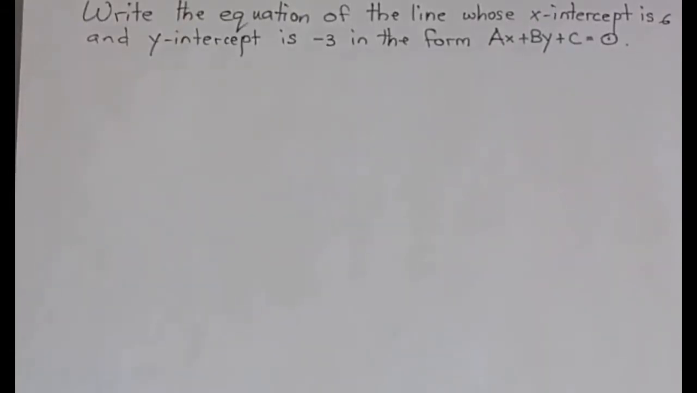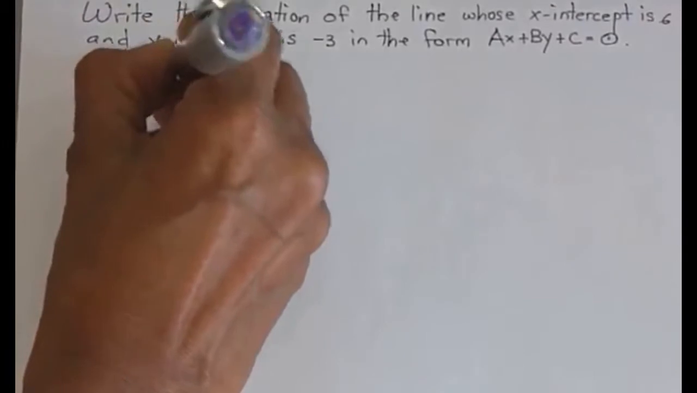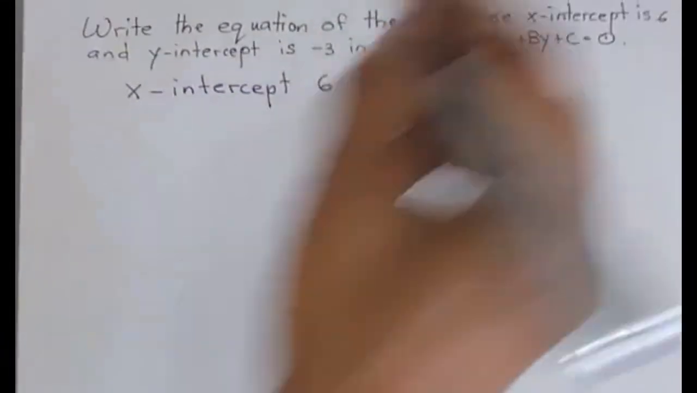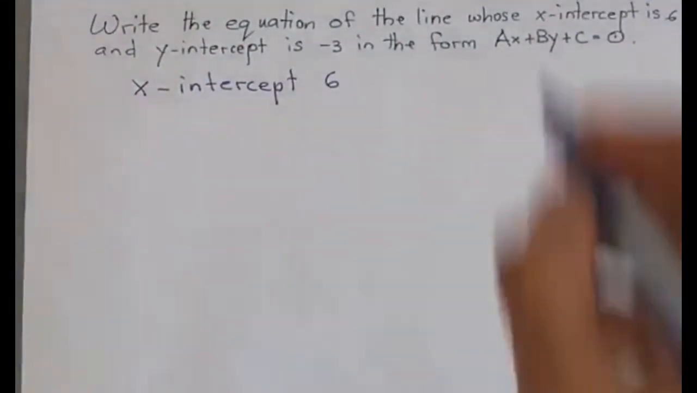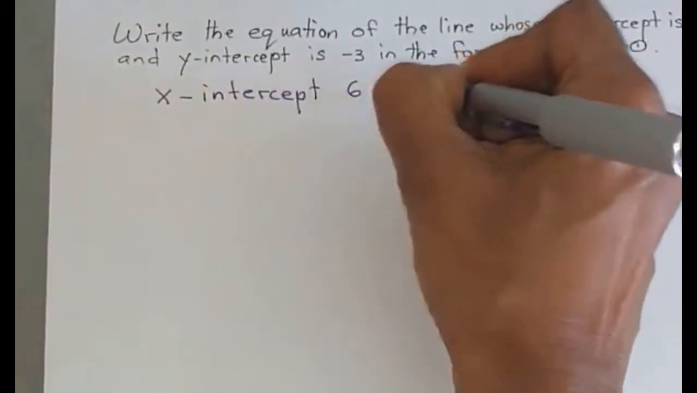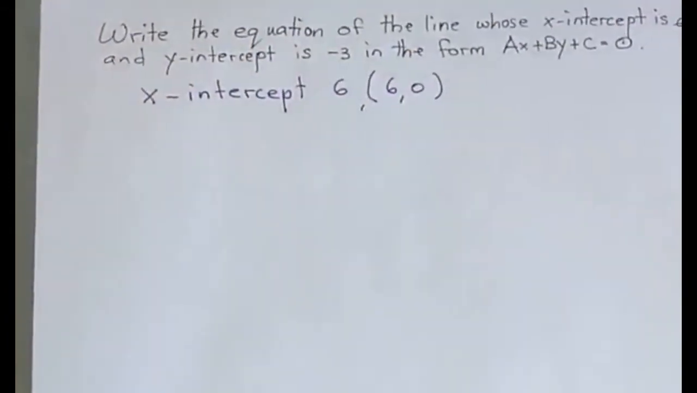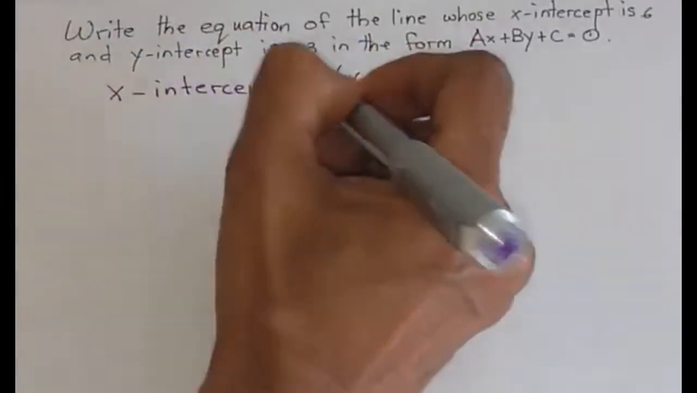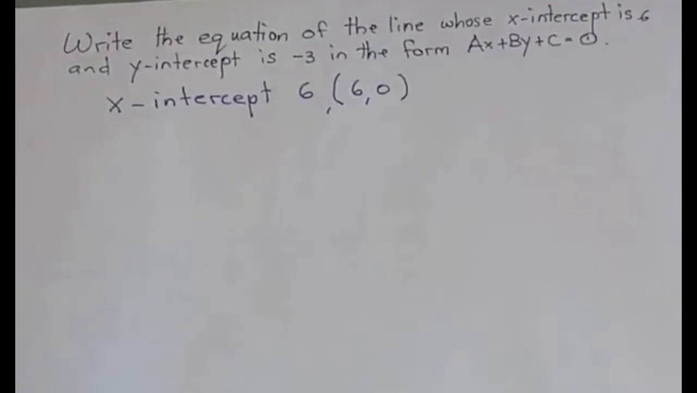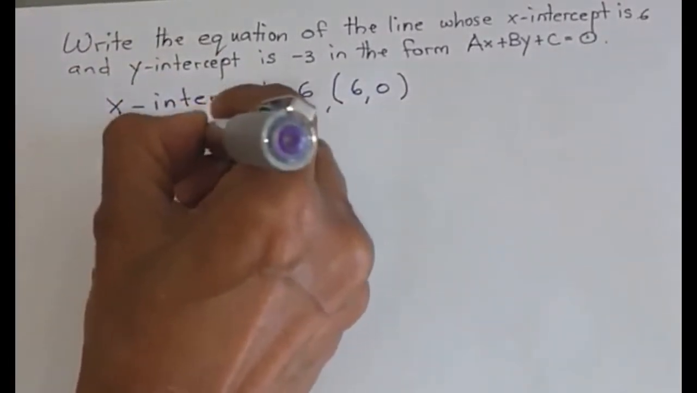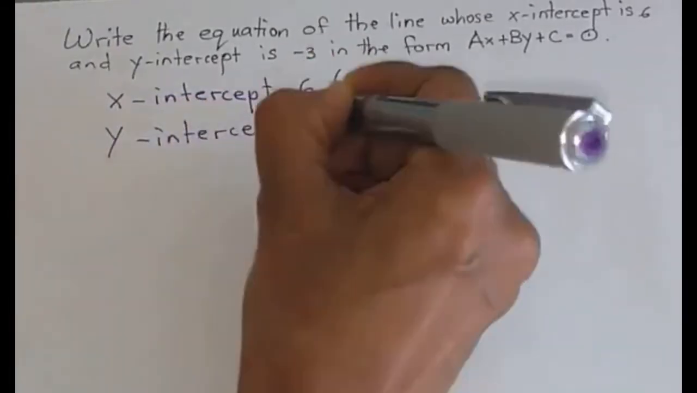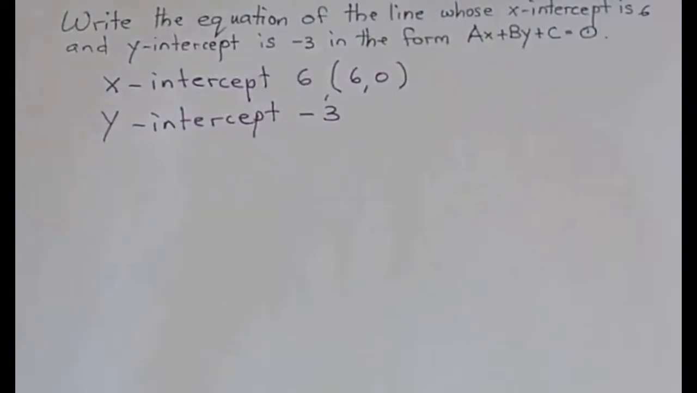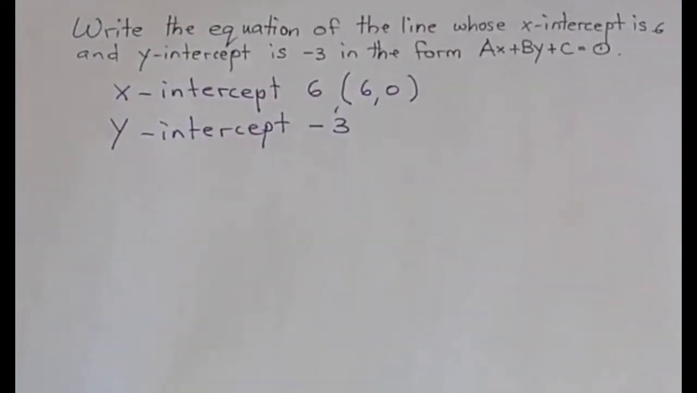We're given the x-intercept, which is 6. I'm going to write that as coordinates, so that's going to be (6, 0). And the y-intercept is -3.